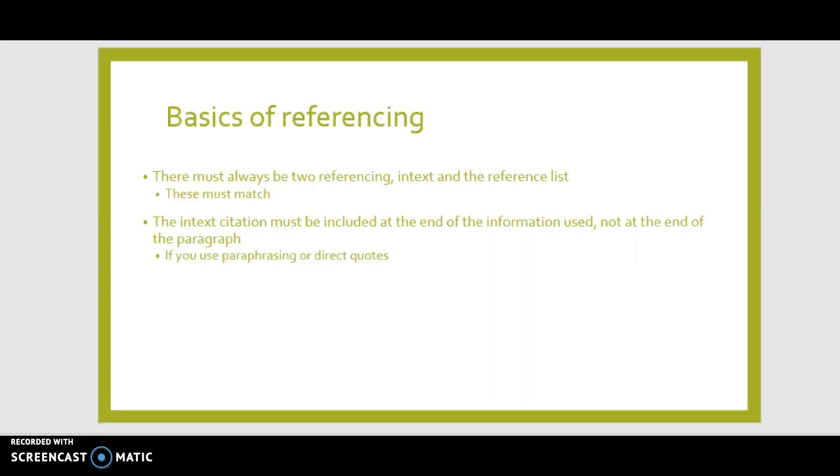So how do we actually construct all of these? So the basics of referencing must always be two. You must have your in-text citation and your reference list, and these must match. The in-text citation must be at the end of the information you have used, not at the end of a paragraph. And I'll show you the difference now, but please keep that in mind.